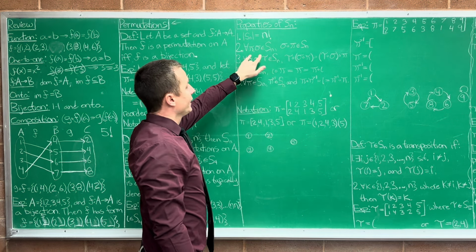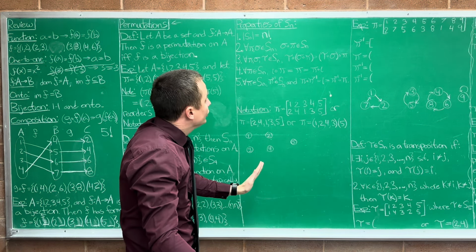Sounds like a weird way to say it's closed. That's exactly what this is saying. For those of you who have done some more advanced math with me, this is saying that function composition is closed on S sub n. That's exactly what it's saying. You take two functions in S sub n, compose them together, you get another function in S sub n.